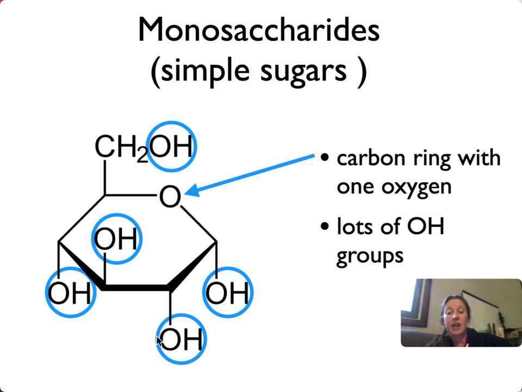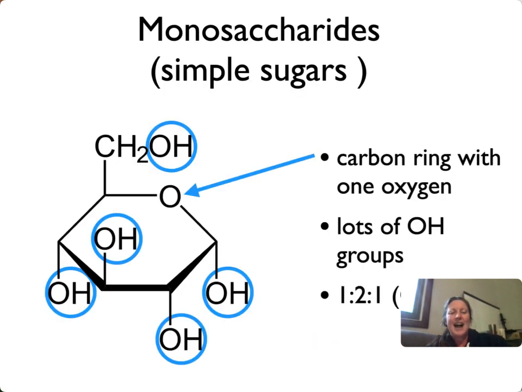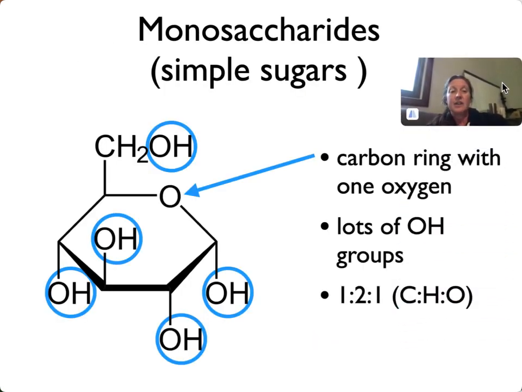So I've circled all of the hydroxyl groups in this particular monosaccharide, which is glucose. And that means all of these hydroxyl groups, because they are hydrophilic, that means that sugars dissolve easily in water because they're covered with polar functional groups. One other thing on that. The last thing that can help you identify a monosaccharide is that they always have a 1:1 ratio of carbon to hydrogen to oxygen.